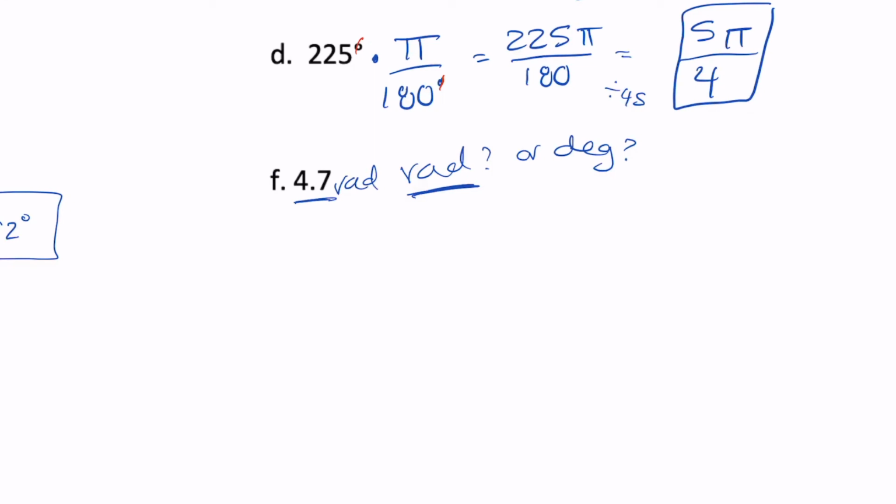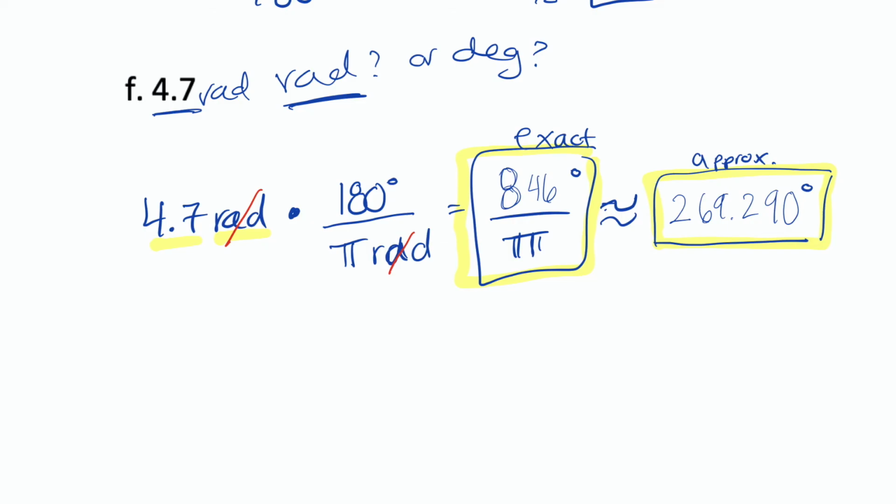Okay, why don't you pause the video here and try to do F on your own and then come back and check. So to convert radians to degrees here, I need to multiply by 180 degrees over pi radians, divide out my radians, and get 846 over pi degrees for my exact answer, or 269.290 for my approximate.